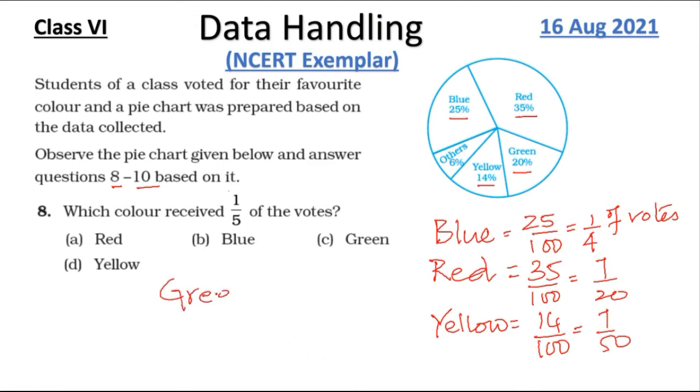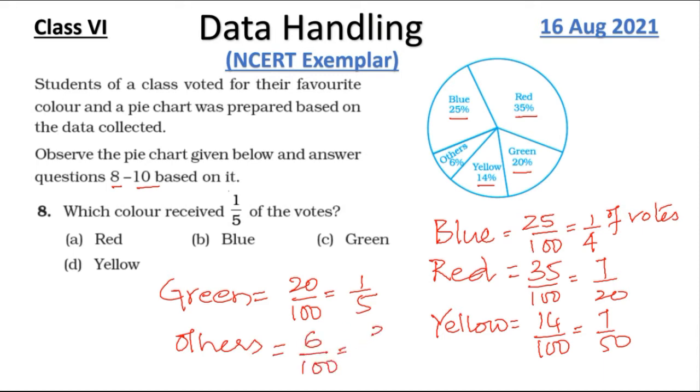Green, it is 20 by 100, which is 1 by 5. Others is 6 by 100, which is 3 by 50. So 1 by 5 of the votes are therefore green, hence option C is the right answer.